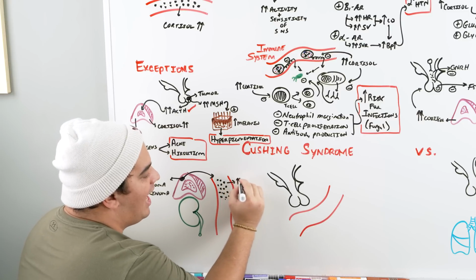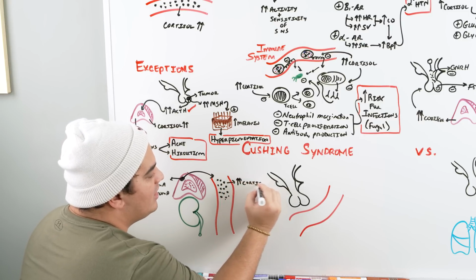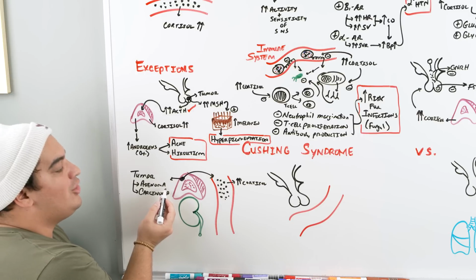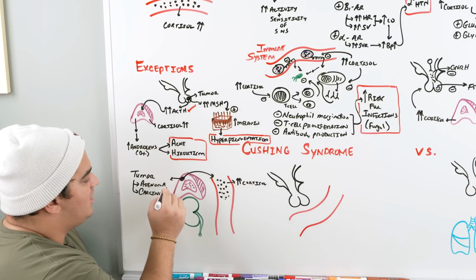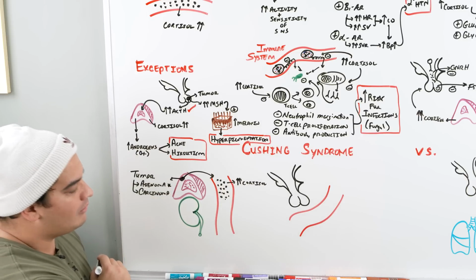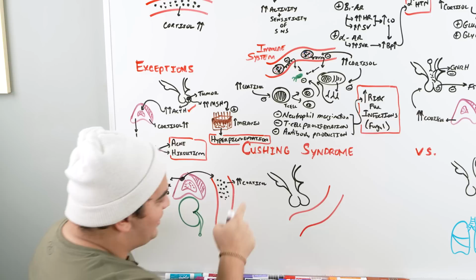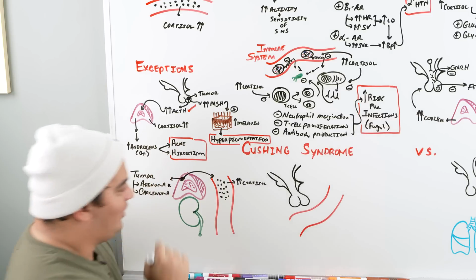And this is producing these high levels of cortisol because this tumor has gained the potential to produce massive amounts of cortisol. It's a secretory tumor. And that's why you'll see it more commonly with adenomas. But whenever there's high levels of cortisol due to the adrenal gland, that's one problem.